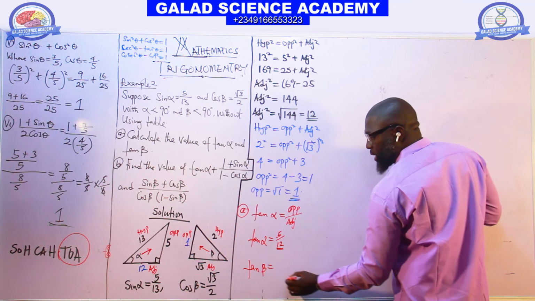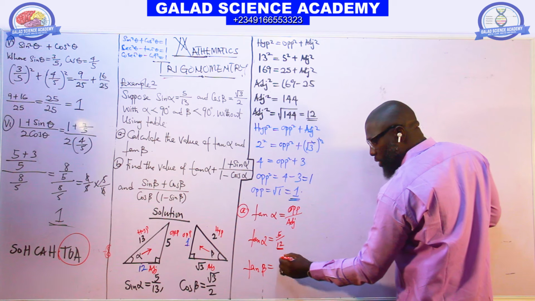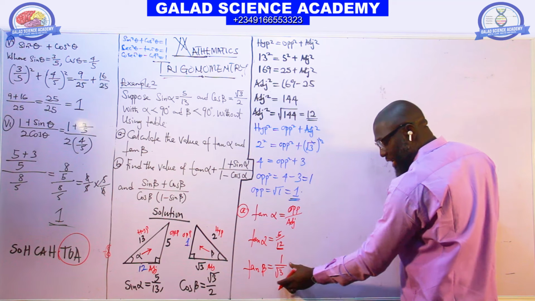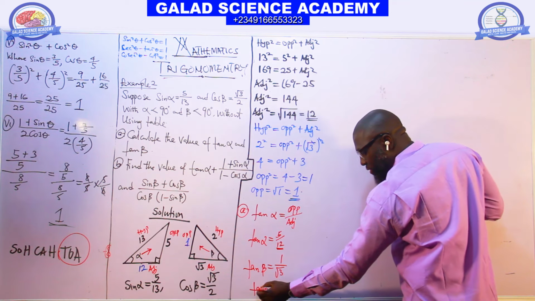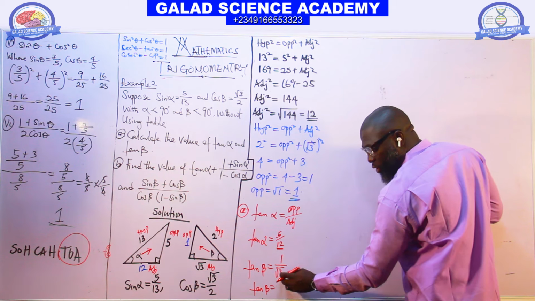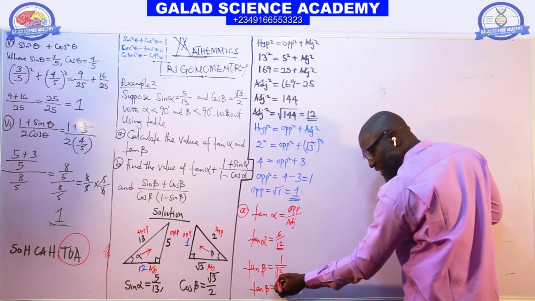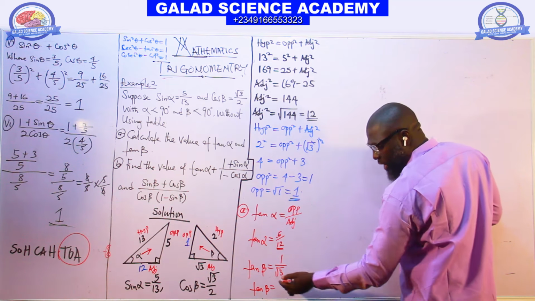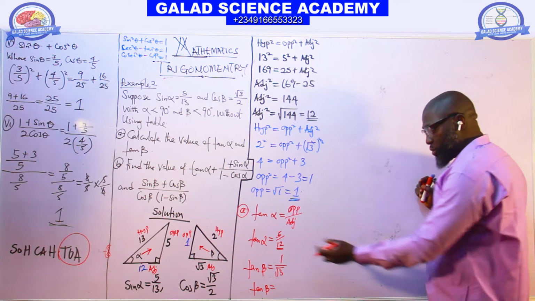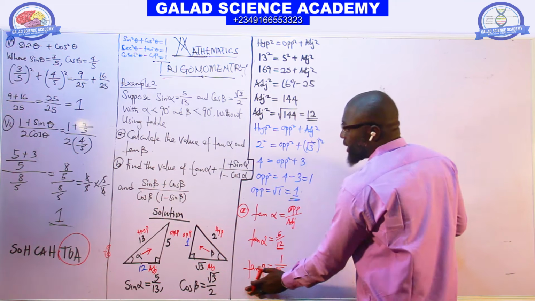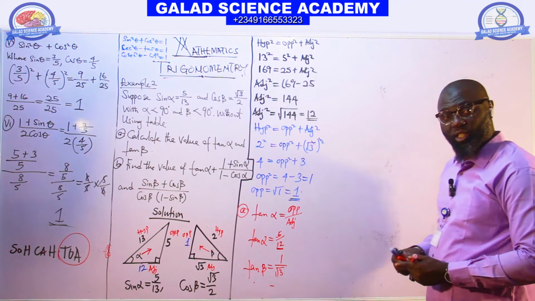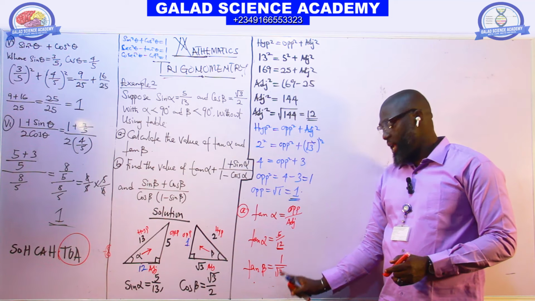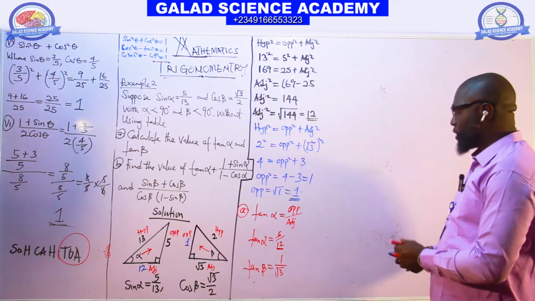Now what will be tan beta for the second one? Tan beta is 1 over root 3. If you rationalize, you can have root 3 over 3. You can leave it like this if you like, or you can solve further. Let me just leave it like this. But if you rationalize, you have root 3 over 3. That is the final answer for this tan.